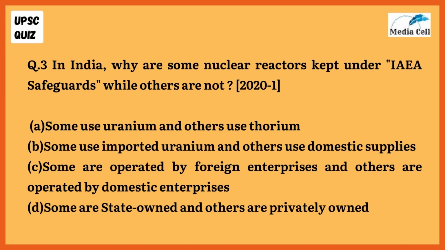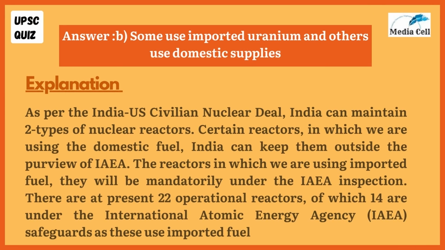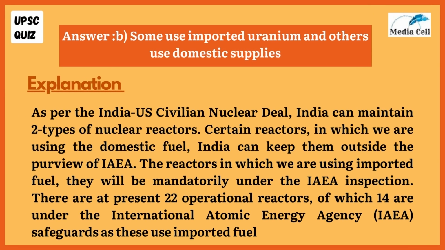Question number 3. In India, why are some nuclear reactors kept under IAEA safeguards while others are not? Option A. Some use uranium and others use thorium. Option B. Some use imported uranium and others use domestic supplies. Option C. Some are operated by foreign enterprises and others are operated by domestic enterprises. Option D. Some are state-owned and others are privately owned. The correct answer is option B.